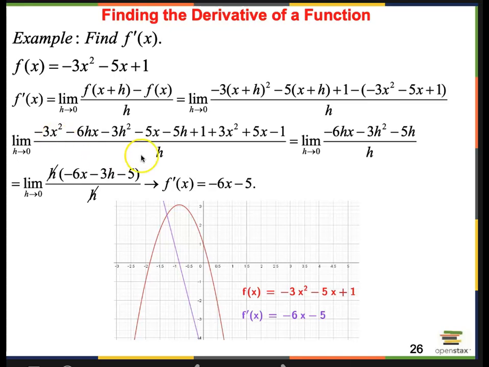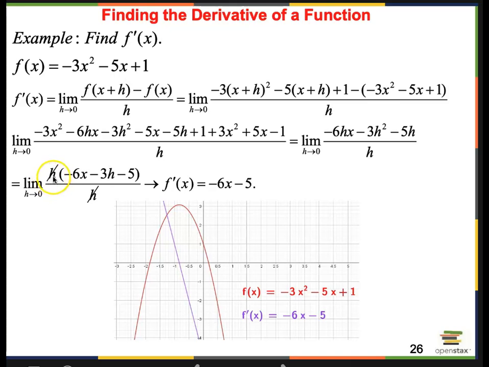Our negative 3x squared and our positive 3x squared cancel out. And we're left with, and then we can do our 1 and negative 1 cancel. So we're left with this negative 6hx minus 3h squared minus 5h all over h. The limit, don't forget your limit here, because we haven't taken the limit yet. We're going to look at that here in a minute.